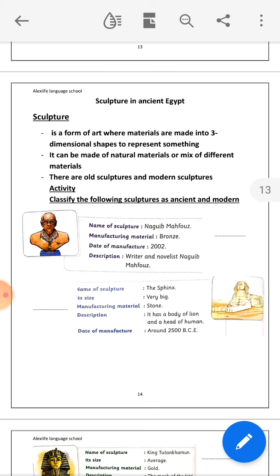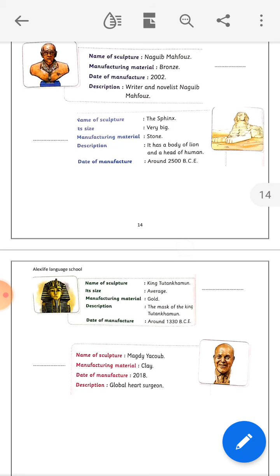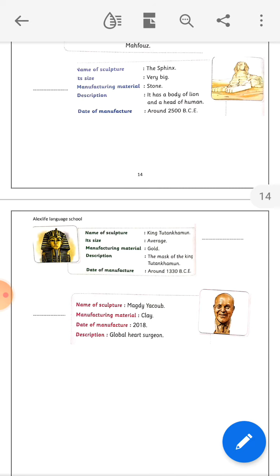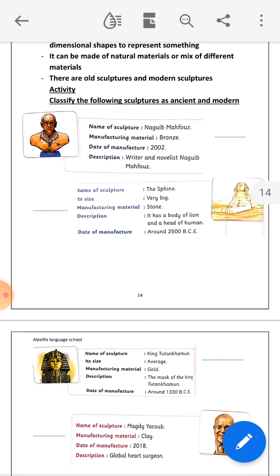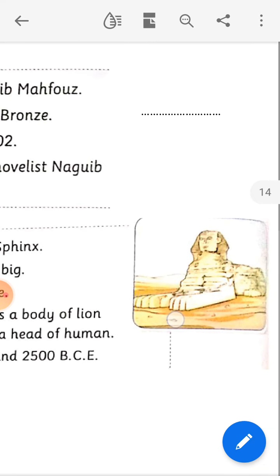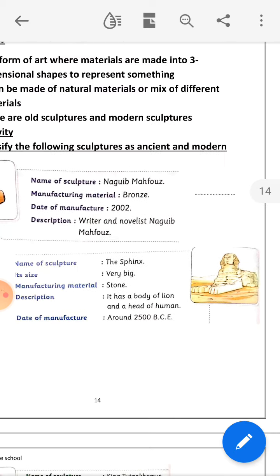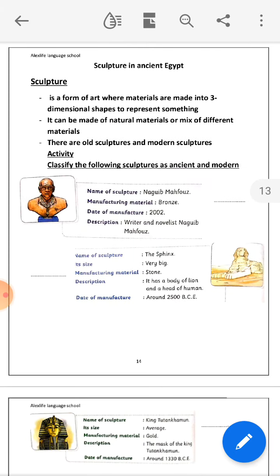Can you give me an example of modern sculptures? Yes, a sculpture of Magdi Yaqub like this. And an example of an old one is the Sphinx, like that. The Sphinx is an old sculpture which is made from hard rocks. Does anyone know who made this sculpture? Yes, the ancient Egyptians, the pharaohs.